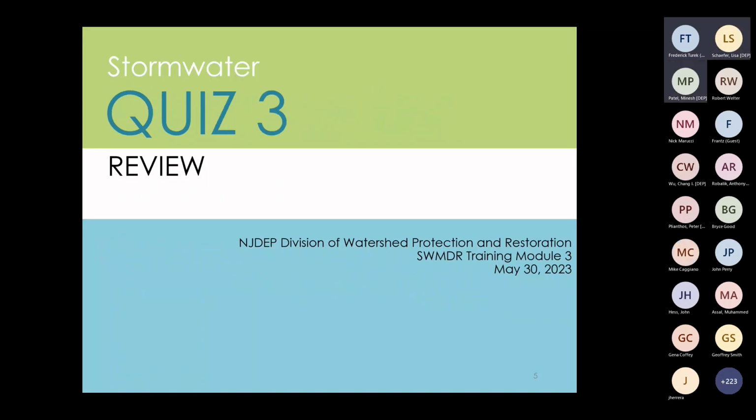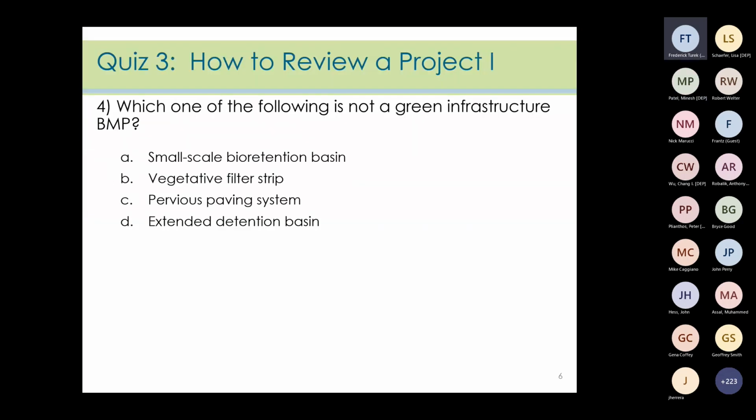All right, everyone, welcome back. It's 3:53 now, so let's get to the review of quiz 3. Jumping right into question 4, which one of the following is not a green infrastructure BMP? The answer to that is D, extended detention basins, which are found in Chapter 11 of the BMP manual. They're not considered GI. Small scale bioretention basins, vegetative filter strips, and impervious paving systems are all GI BMPs, and they're all found in Chapter 9 of our BMP manual.